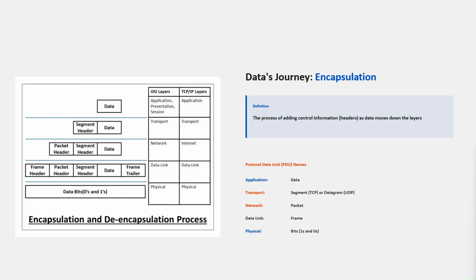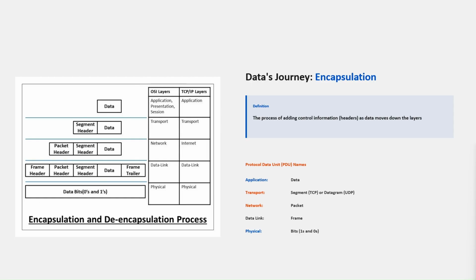To understand these models, you need to know about encapsulation. Think of it like sending a letter. When your application sends data, it starts at the top layer. As the data moves down the stack, each layer adds its own control information, called a header. The header is added to the front of the data. This is like putting the letter into an envelope and writing the address on it.